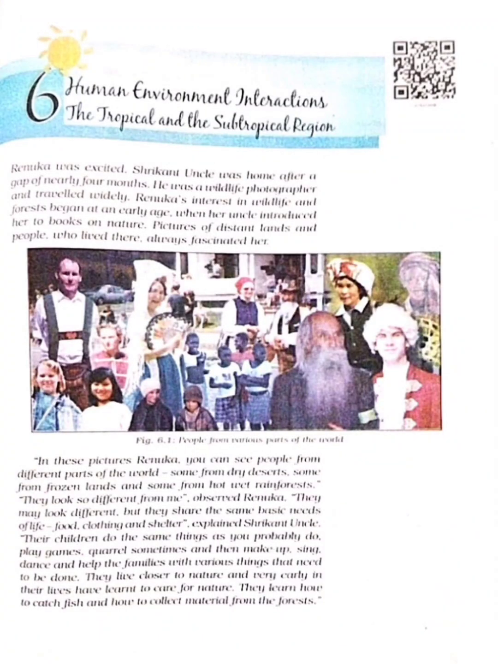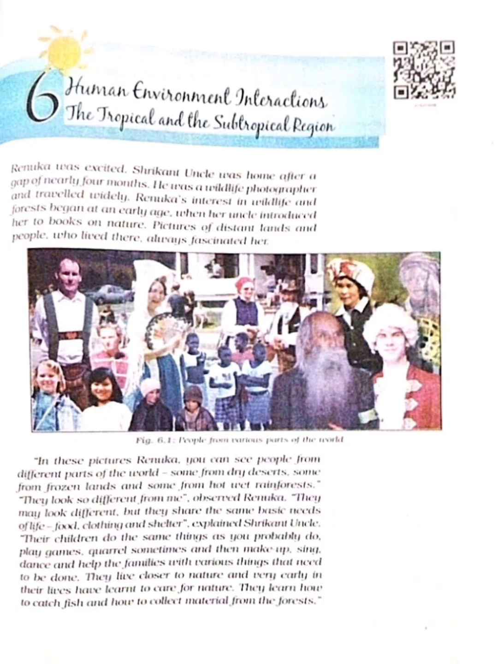This is chapter 6 of the class 7 NCERT geography, titled Our Environment, and the chapter is named Human Environment Interaction and the Tropical and Subtropical Region. Basically, we do not read line by line, but in this chapter we read about the tropical and the subtropical region. First, we understand what the tropical region and the subtropical region are.